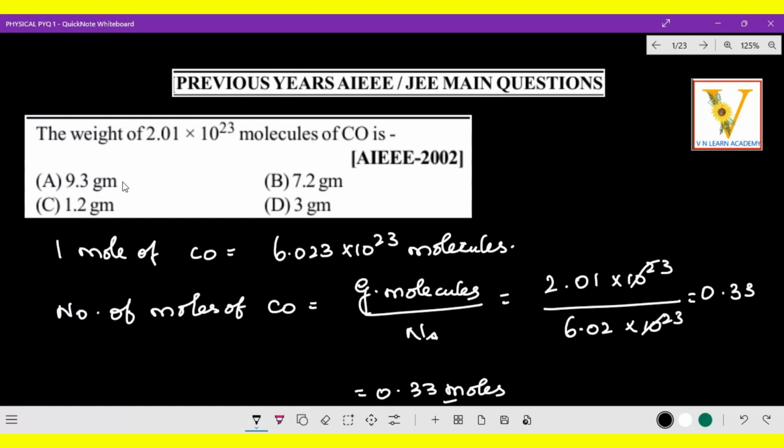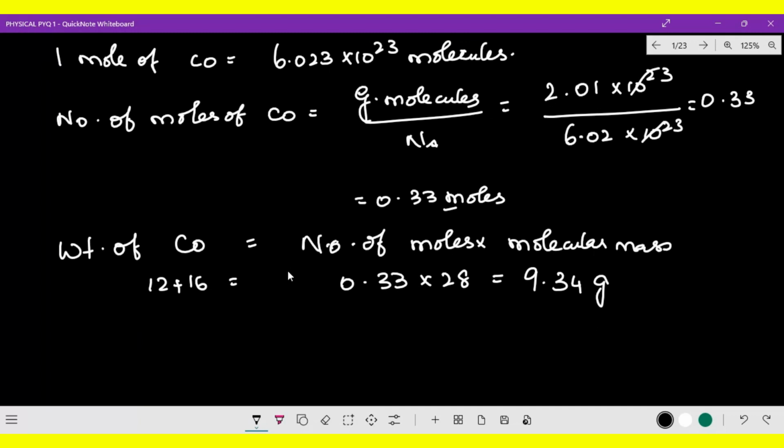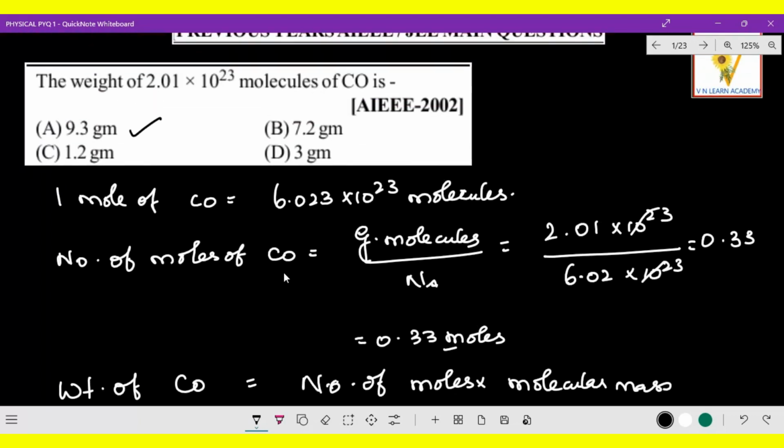So which is the correct option? Option A is the correct option, 9.3 gram. I hope you got that idea and all those steps. Come on, let us go for the next question.